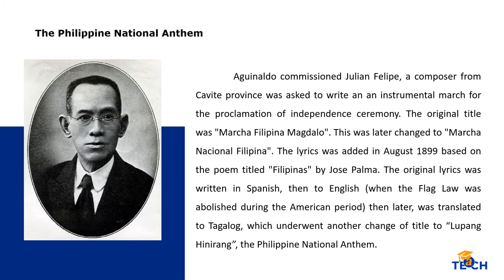The lyrics were added in August 1899, based on the poem titled Filipinas by Jose Palma. The original lyrics were written in Spanish, then translated to English when the flag law was abolished during the American period. Then later, it was translated to Tagalog, which underwent another change of title to Lupang Hinirang, the Philippine National Anthem.